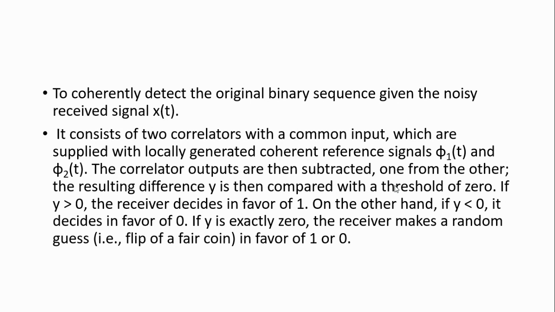Here in the coherent detector, the received signal is noisy. The received signal is represented as x of t. It has two correlators with a common input and locally generated reference signals phi 1 of t and phi 2 of t. The correlator outputs are subtracted from each other. The y is compared with the threshold of 0. If y is greater than 0, then the receiver decides in favor of 1. If y is less than 0, the receiver decides in favor of 0. If y is exactly 0, then the receiver makes a random guess.